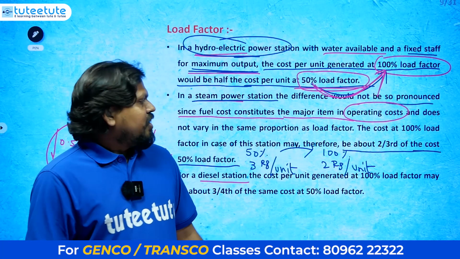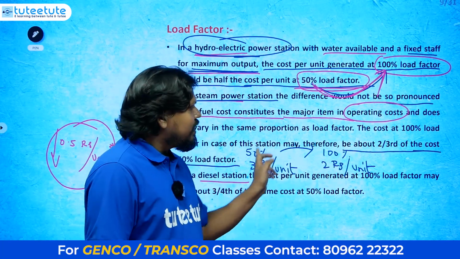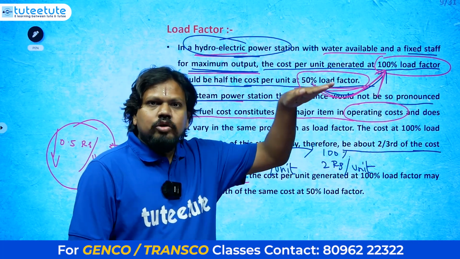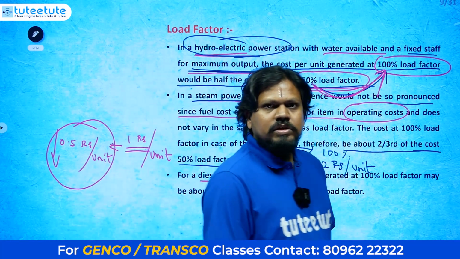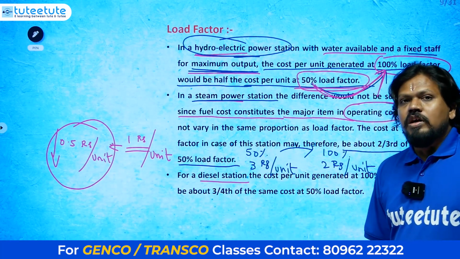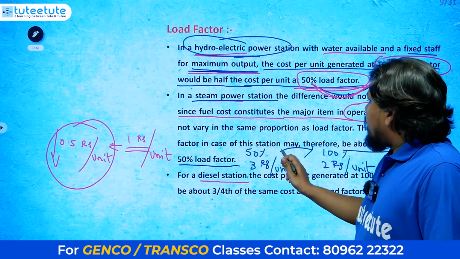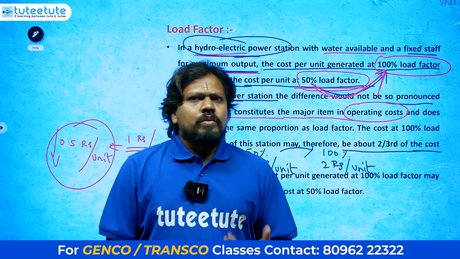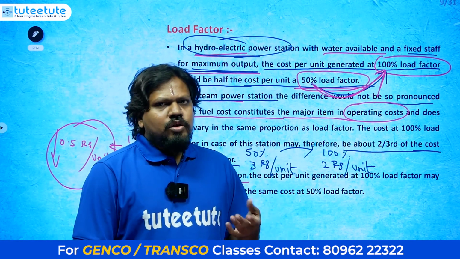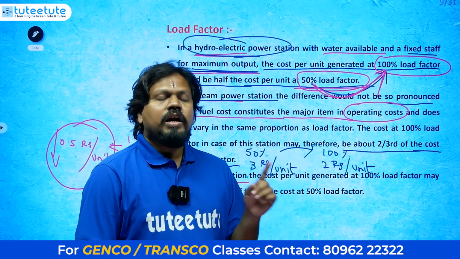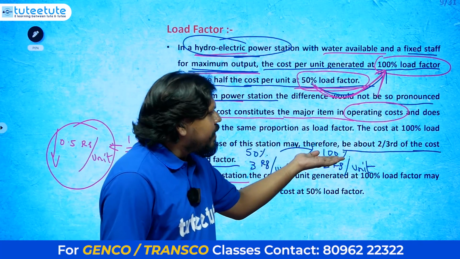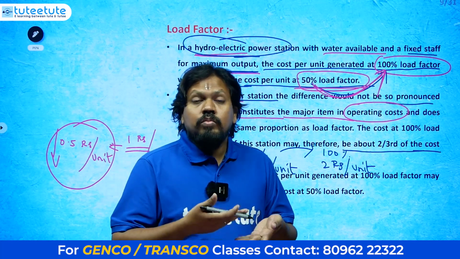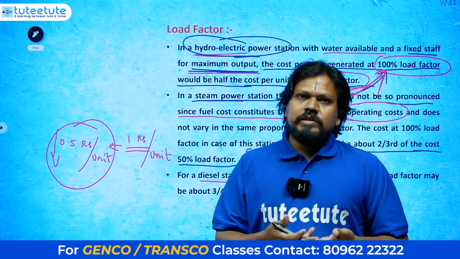But you see one thing, if you increase the load factor to 100%, that means this power plant is continuously operating at maximum load. Yes or no? Just see the definition of load factor. So this power plant is working continuously at the maximum load. Maximum load means if anything changes, the load changes, other things have to take it. And one more thing you observe, continuously operating at 100% means continuously it has to generate more power output. More power output means more input also we have to use.